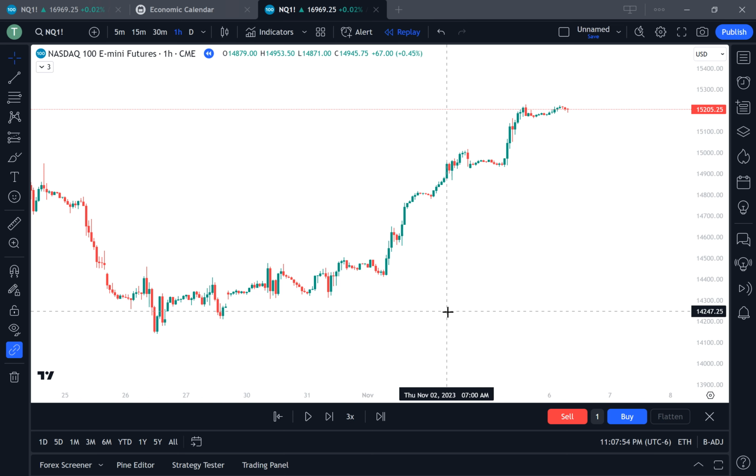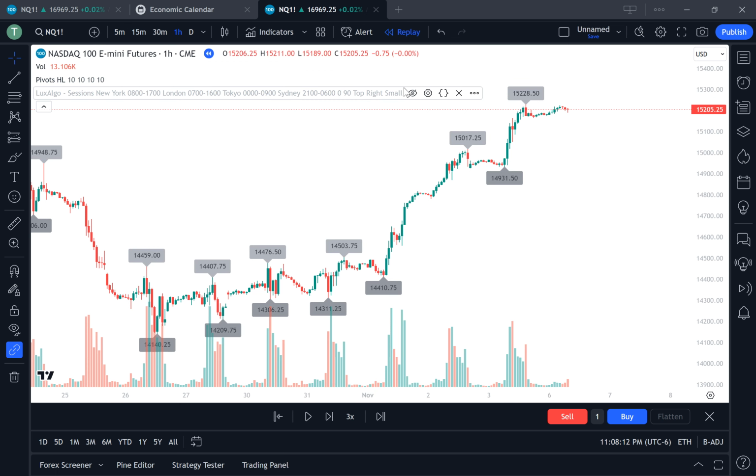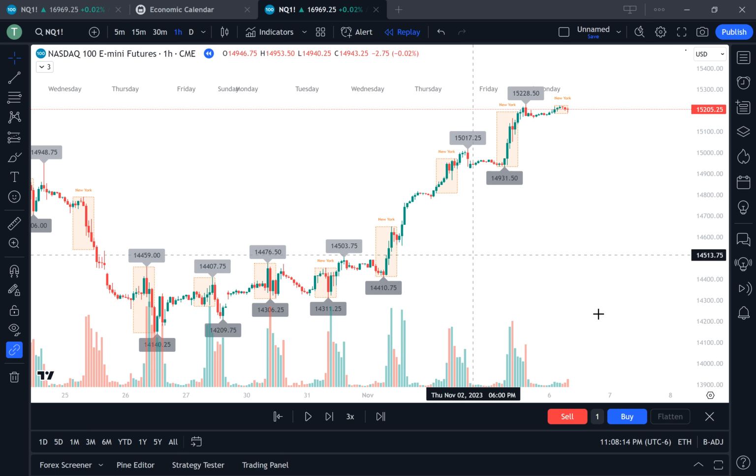If you're on TradingView, a way to look up indicators would be just to click right here, and then you can type in and look up indicators, strategies, things of that sort. But I don't want to waste your time showing you random indicators. I'm just going to show you the 3 that I really look at. It's going to be volume, pivot high and low, and then the actual session.